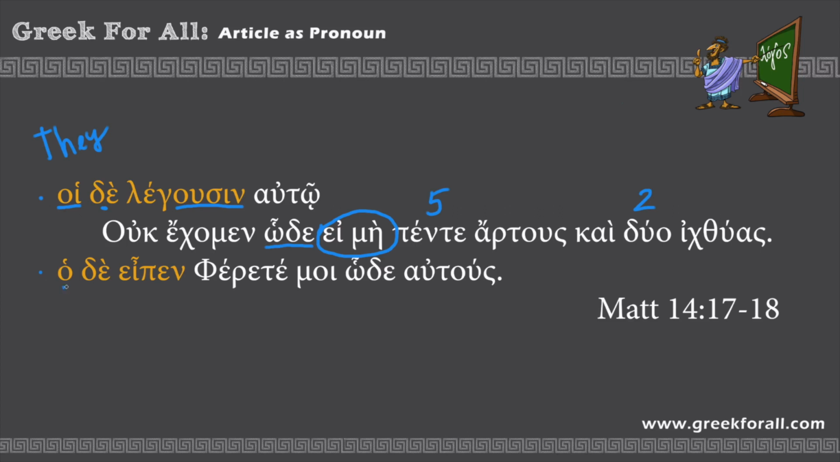Hode apen, again, we have a masculine singular nominative article, stands on its own. This is the particle de. This is our verb apen, said, but he said. This is he, and it means Jesus. But Jesus said, or but he said. Ferete, bring, this is the imperative, bring to me. Hode, here, the same word, here. Autus, them. Them represents the breads and the fishes. So, but he said, bring them here to me.